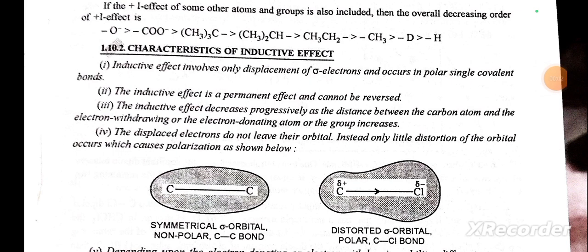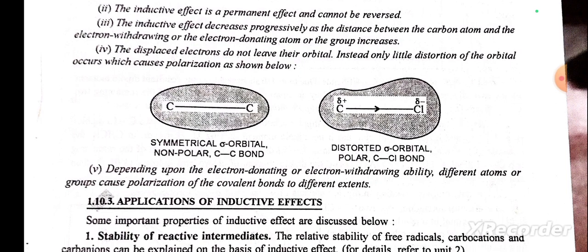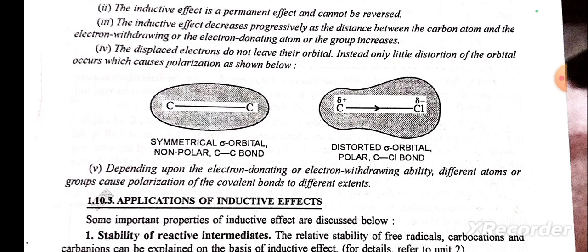Characteristics of inductive effect. First, the inductive effect involves only the displacement of sigma electrons in a polar single covalent bond. Second, the inductive effect is a permanent effect and cannot be reversed. Third, the inductive effect decreases progressively as the distance between the carbon atom and the electron withdrawing group or the electron donating group increases. Fourth, the displaced electrons do not leave their orbital. Instead, only a lateral distortion of the orbital occurs, which causes a polarization as shown below.